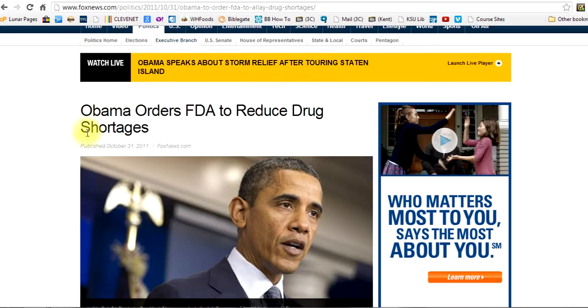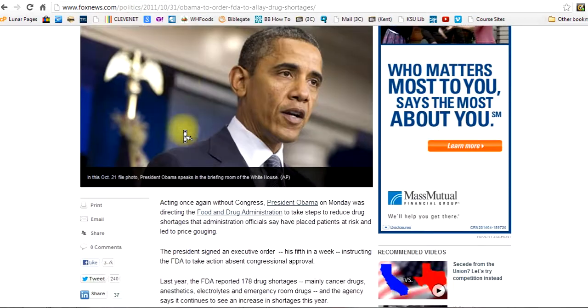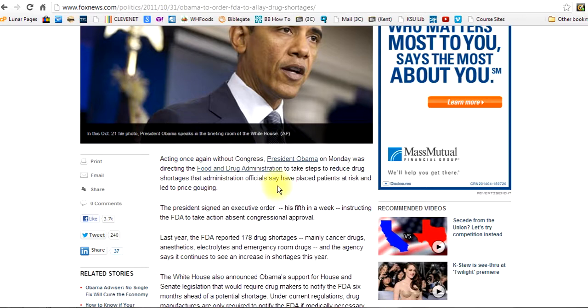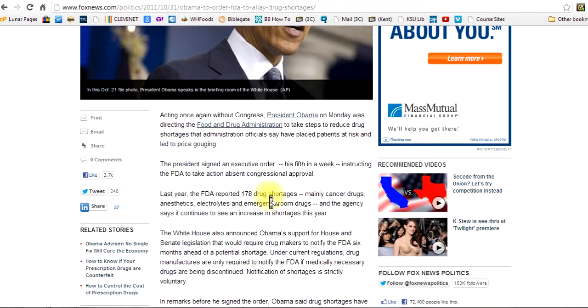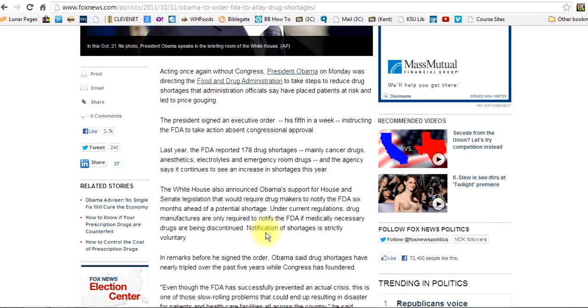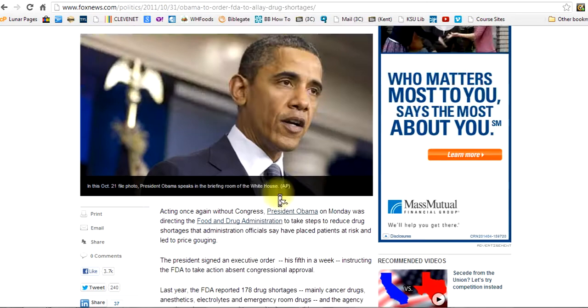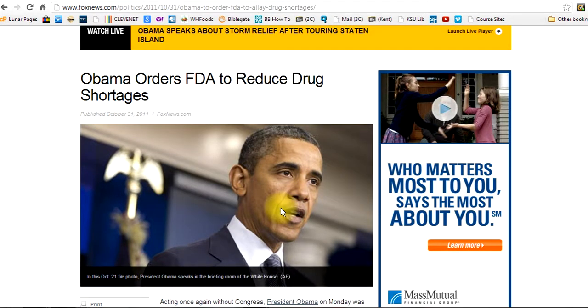Here's another similar example. "Obama orders FDA to reduce drug shortages." Well, so what, right? But as soon as you start reading, it says "acting once again without Congress." He takes steps to do something. The president signed an executive order, the fifth this week, instructing the FDA to take action. I know this is an article about the drug thing, but it's also really talking about why Obama is doing what he's doing so often.